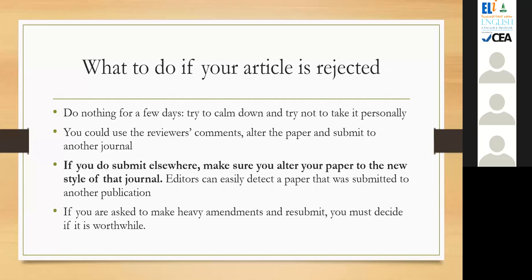Okay. If you do submit elsewhere, make sure you alter your paper to the new style of that journal. So let's say you get rejected and you want to submit your paper to another journal, you have to make sure that you follow the new style, the new template. An editor can easily detect a paper that was submitted to another publication. If you are asked to make heavy amendments and resubmit, you may decide whether it is worth it to make such huge amendments and changes or not.